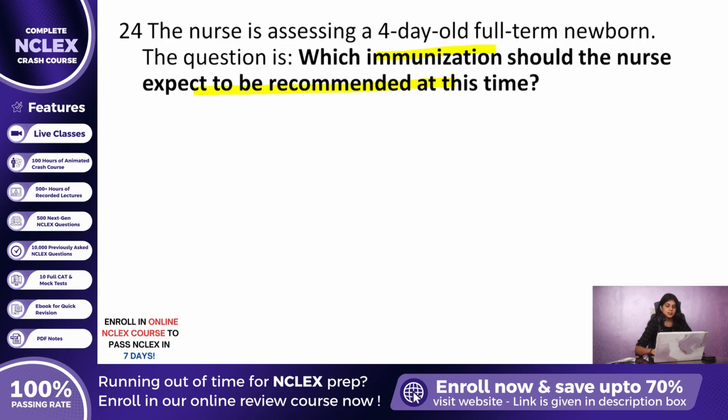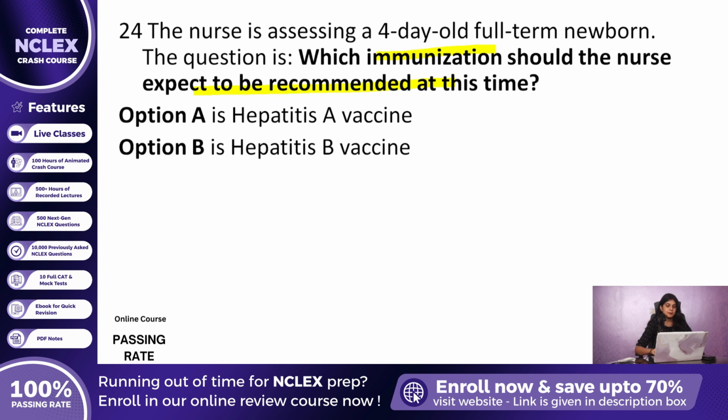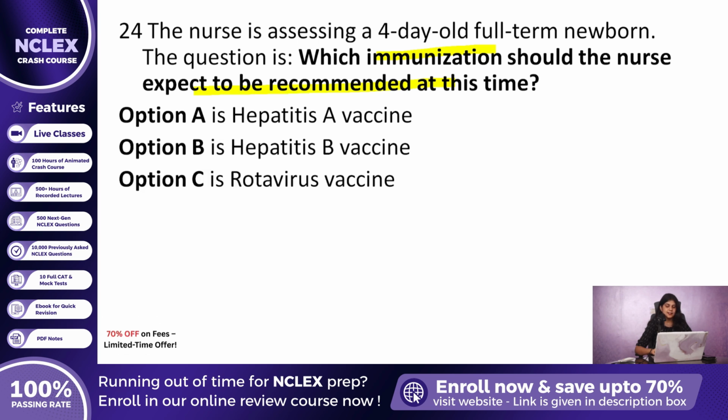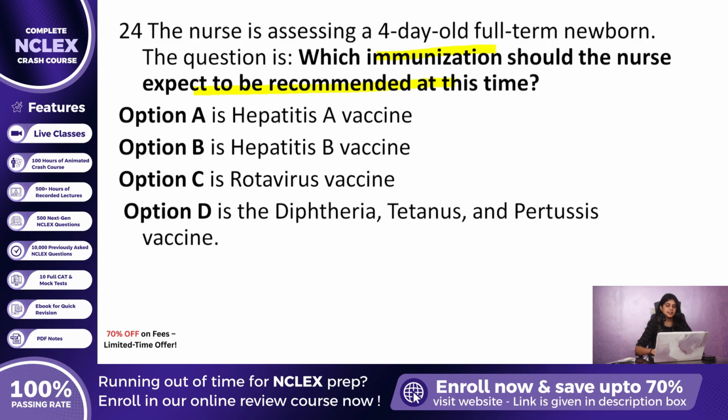Here are the options. Option A is hepatitis A vaccine. Option B is hepatitis B vaccine. Option C is rotavirus vaccine. And option D is the diphtheria, tetanus, and pertussis vaccine. The correct answer is option B, hepatitis B vaccine.